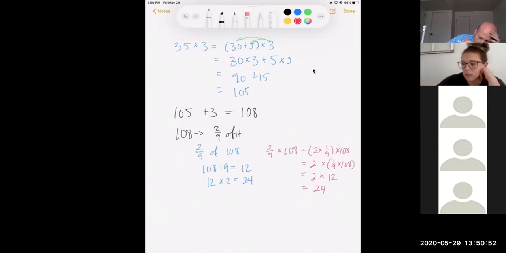After we take 2/9 of it, we're going to times it by 100. Just put 2 zeros after it. Take 25% of that.